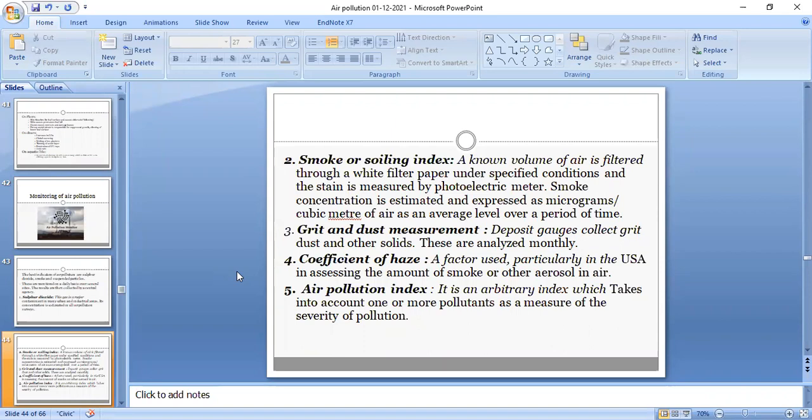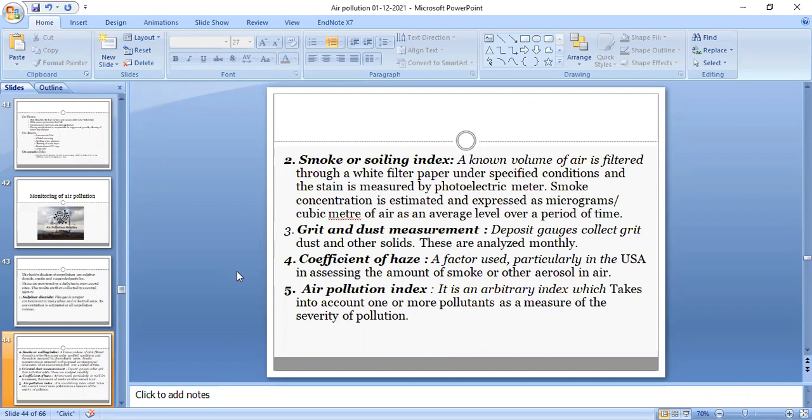Smoke concentration is estimated and expressed as micrograms per cubic meter of air as an average level over a period of time. Grit and dust measurement: deposit gauges collect grit, dust, and other solids. These are analyzed on a monthly basis.